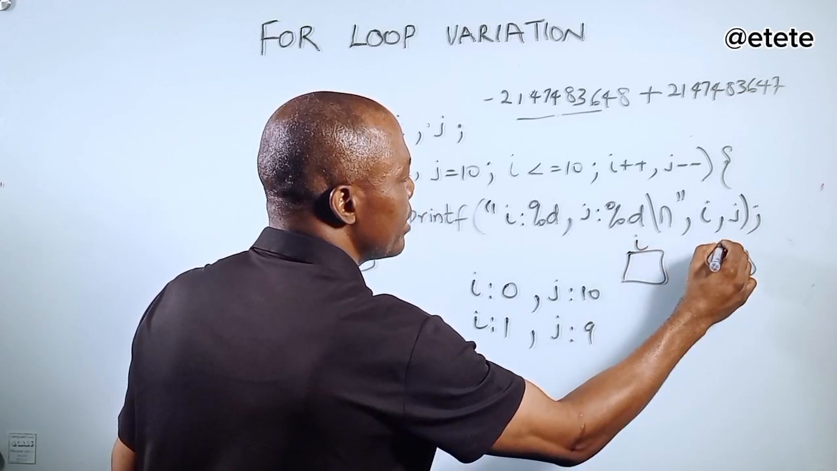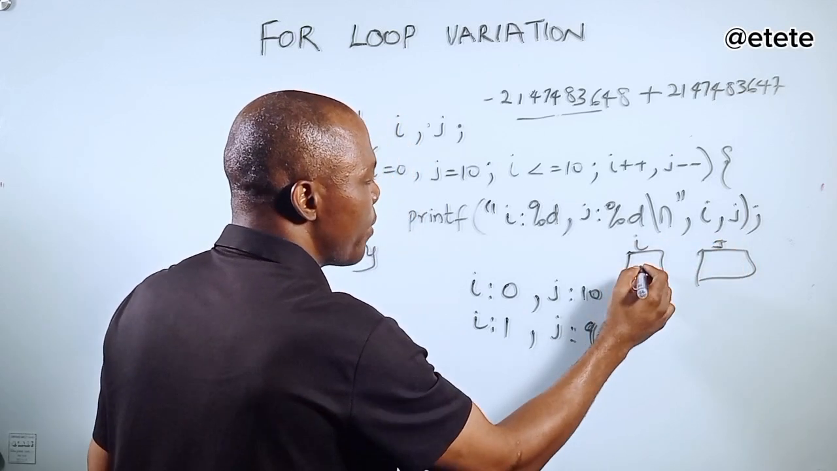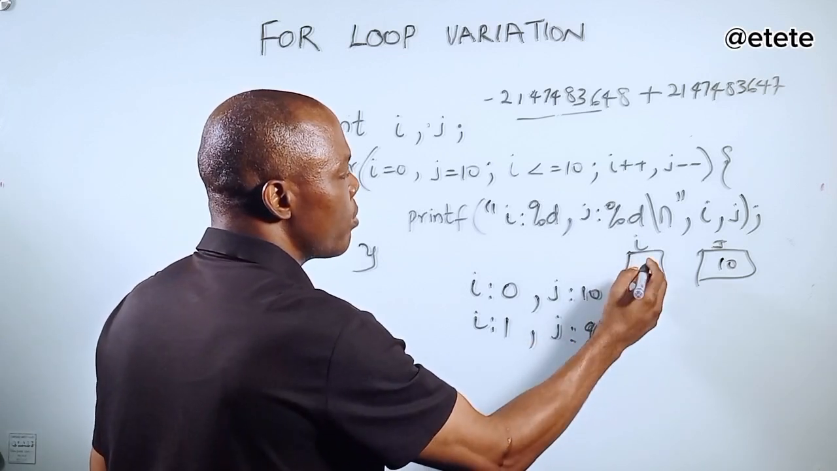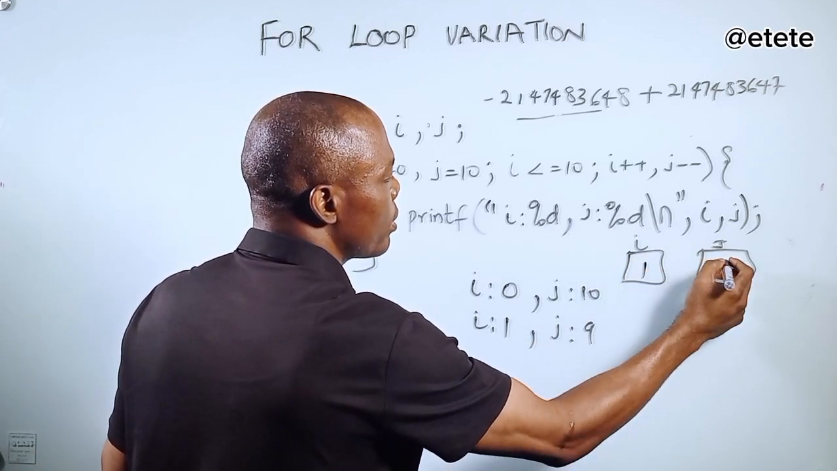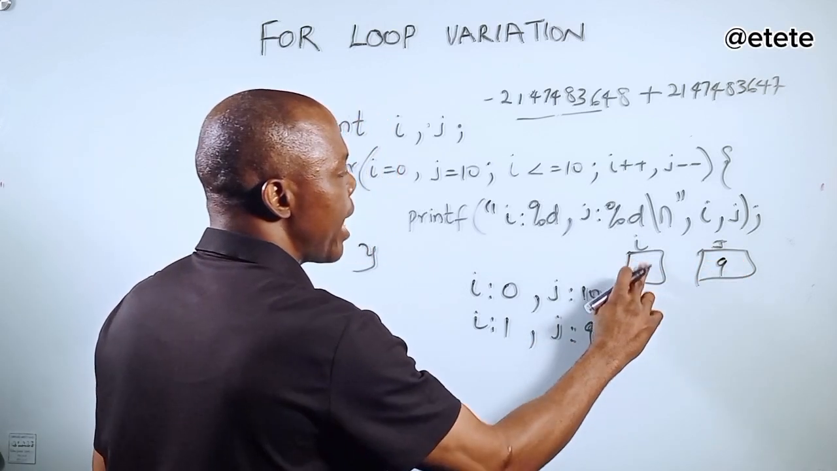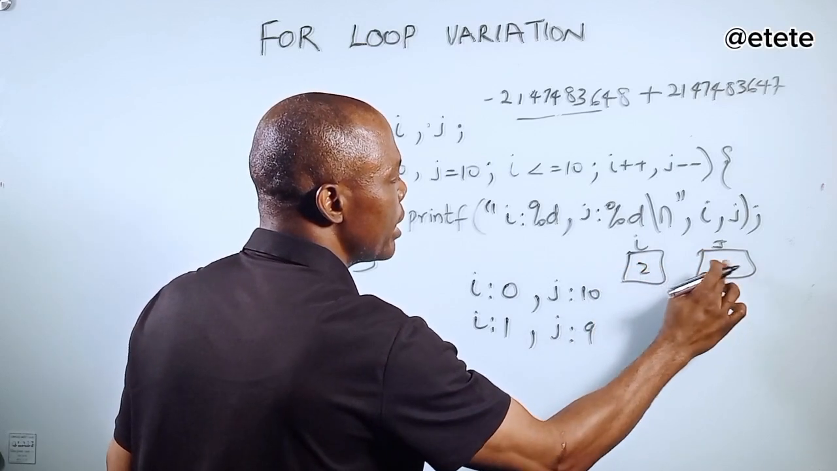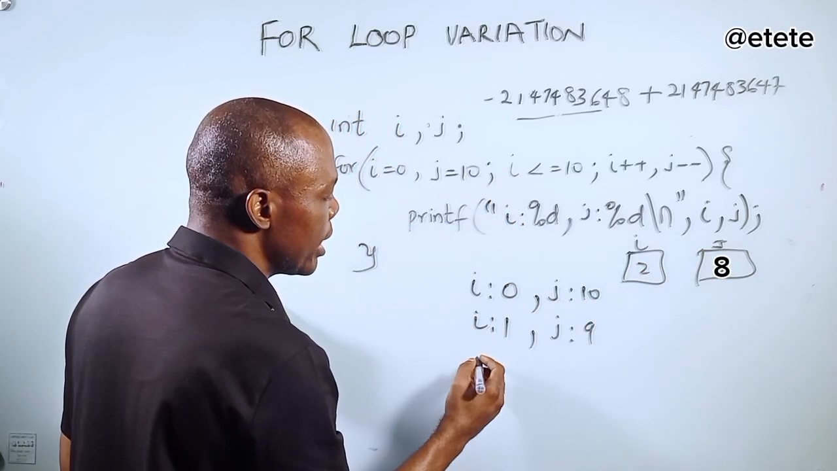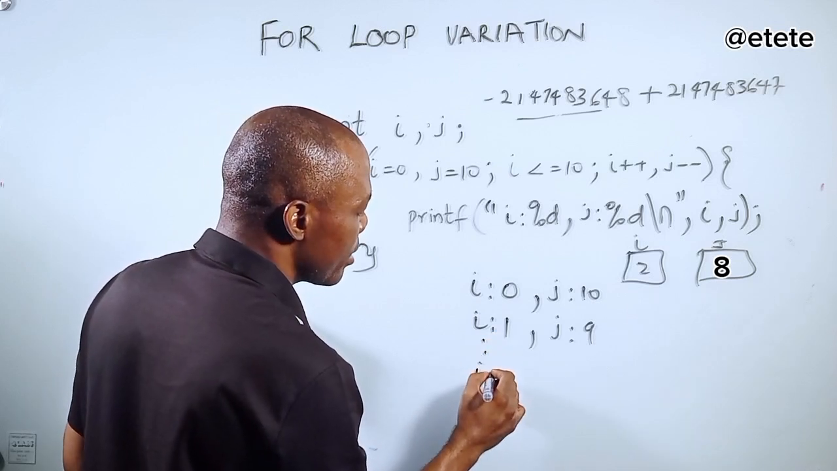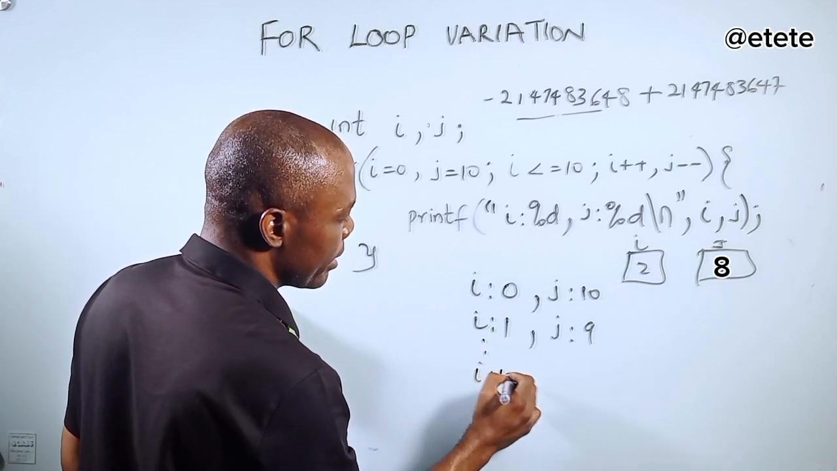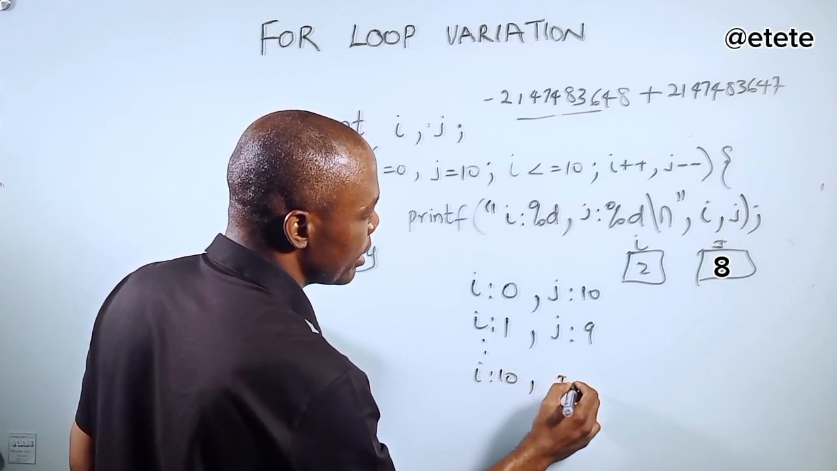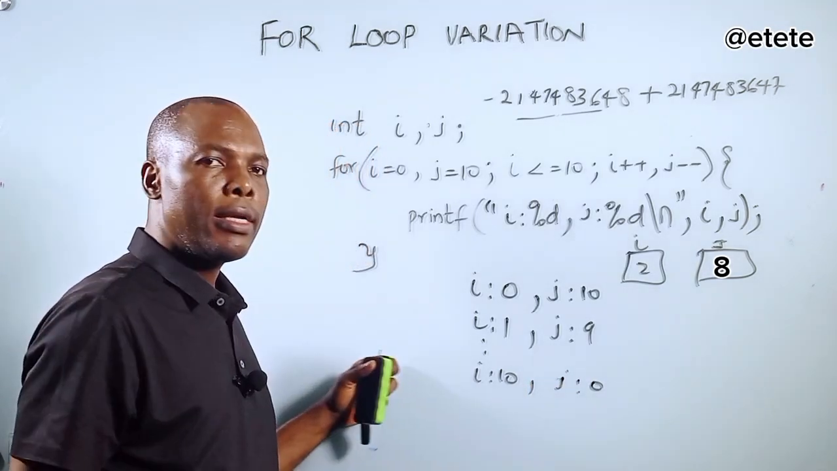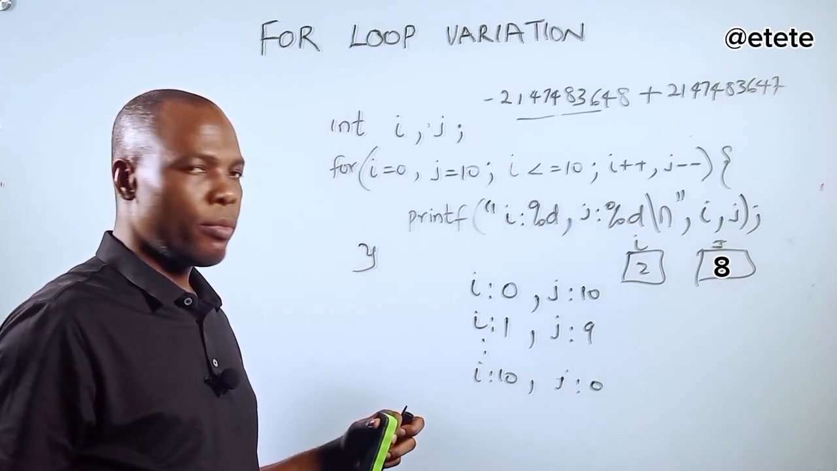This is i. This is j. Now, when i is 0, j is 10. When i is now 1, j is 9. When i is 2, j is what? So it will continue like that until i will become 10, right? And j will become 0. Then the loop will stop.